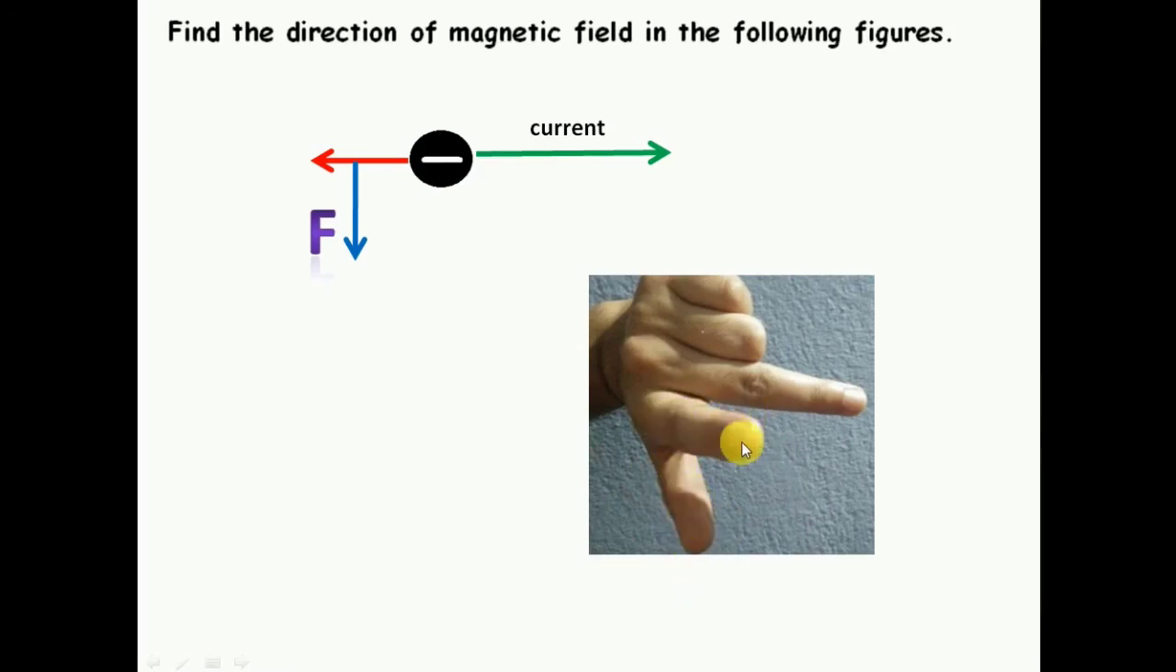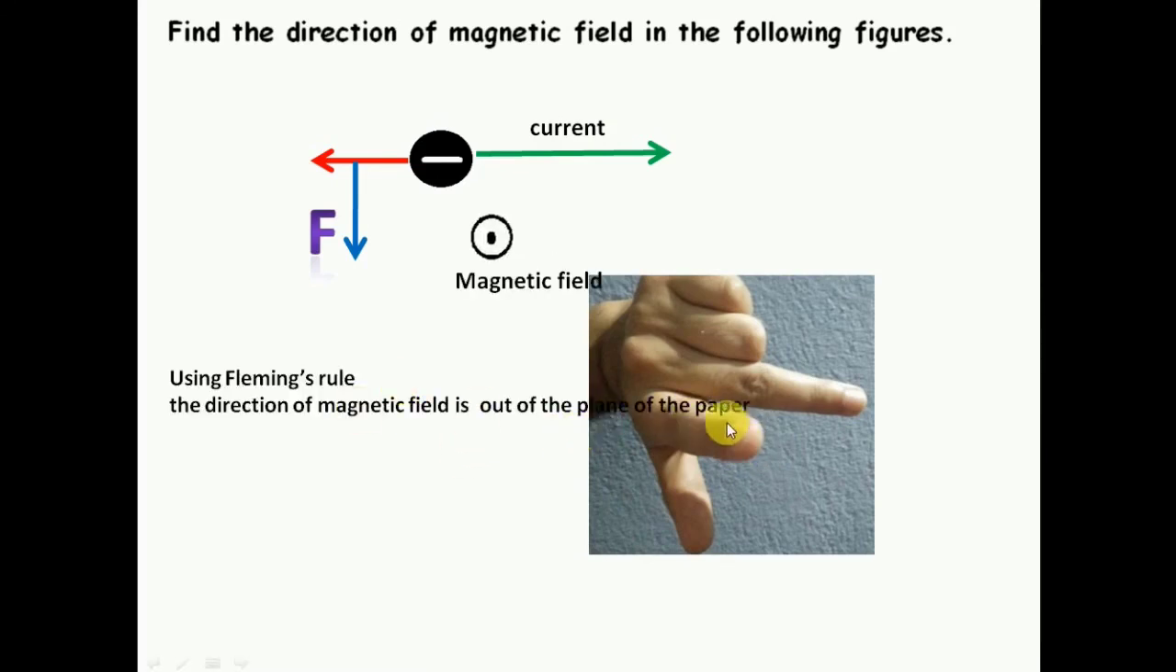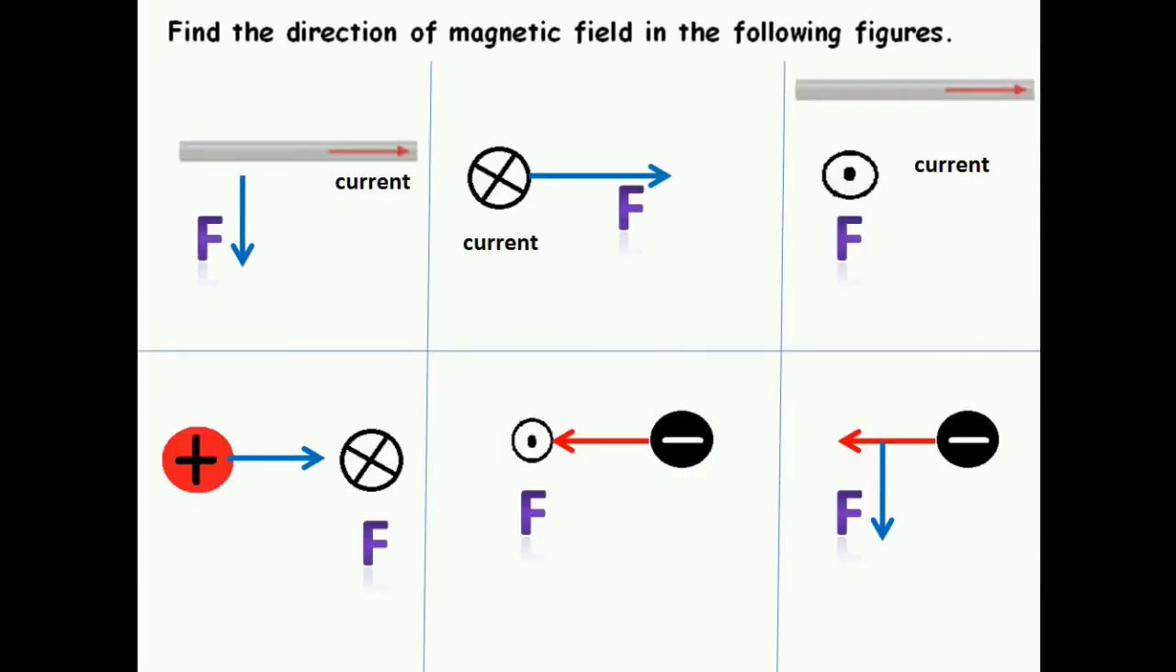Now the magnetic field is coming out of the plane of the paper. So similarly you can try these questions. So you have to find the direction of magnetic field. Out here current is going in this direction, force is in downward direction. Out here current is going into the plane of the screen and force is towards the right. Out here current is going in this direction and force is coming out of the plane. So similarly you can try all the questions.